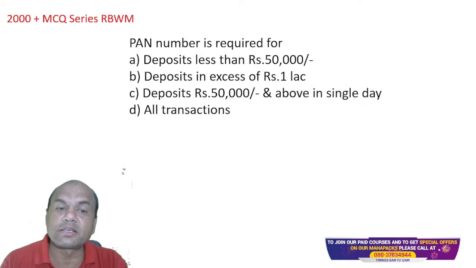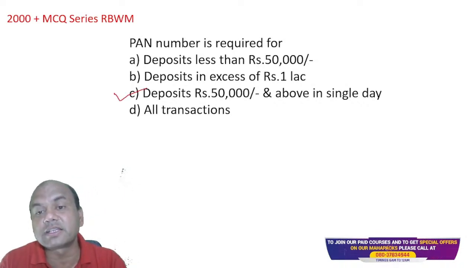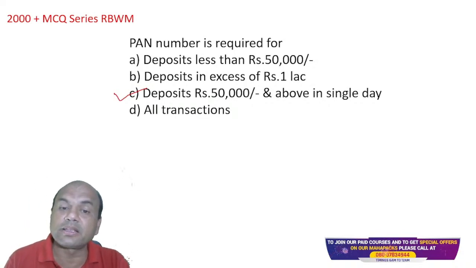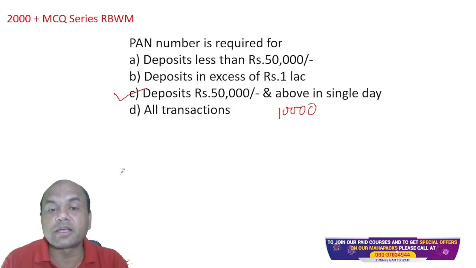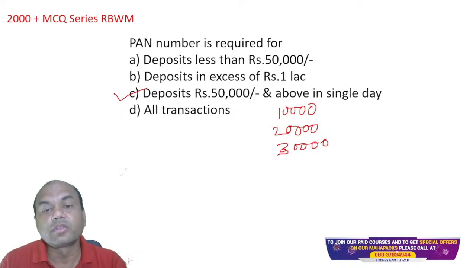What is the correct answer? This is the correct answer: for any deposit above 50,000 in a single day. Remember this, single day means suppose I deposit 10,000 now, then I deposit again 20,000 after some time, then again 30,000 after some time. Then I'll be requiring the PAN. So in a single day. Got it?